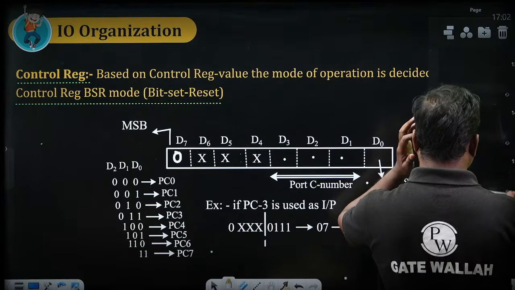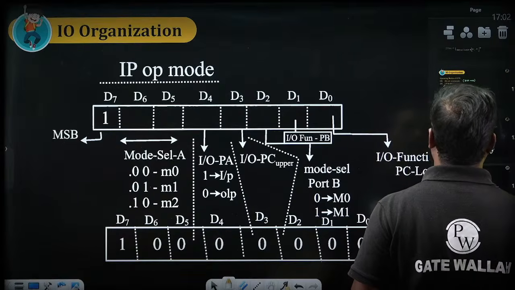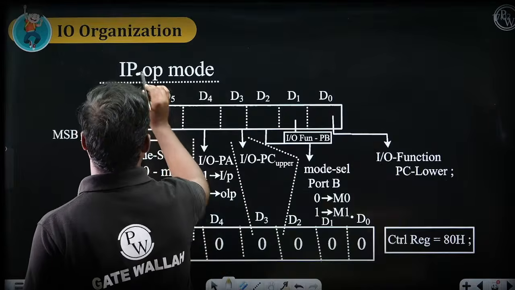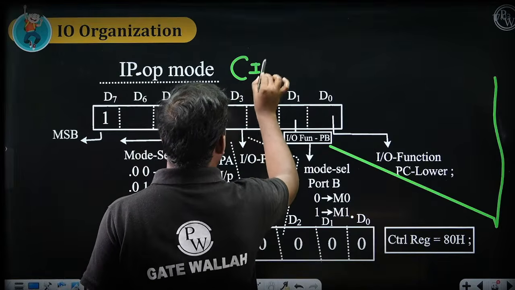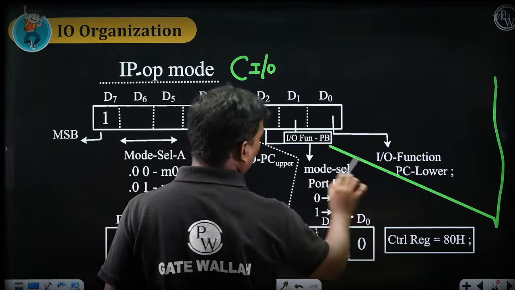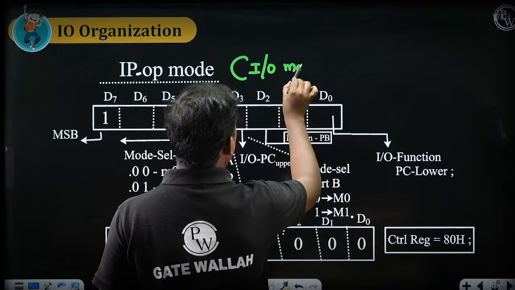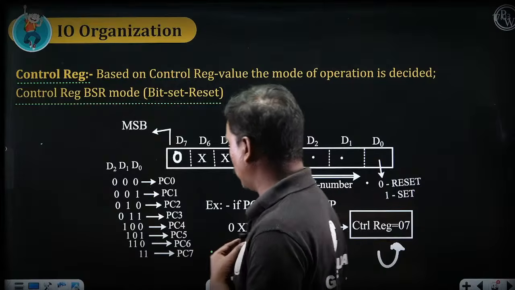Very interesting, na? Similarly, first you note down the bit set reset mode, then the IO mode, the input output mode. This is also called IO mode. For IO mode, the control register is different, and for bit set reset mode it is also different. So this is the IO mode. Please note down.